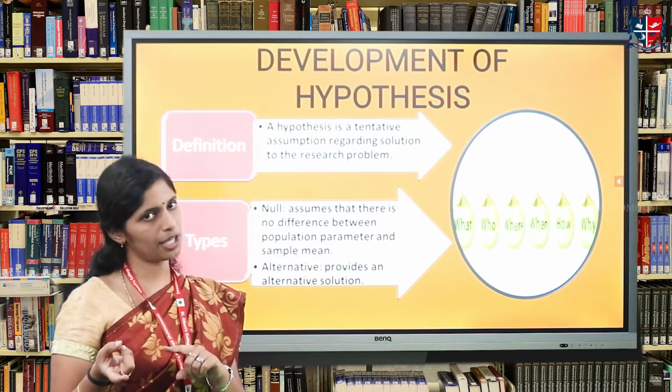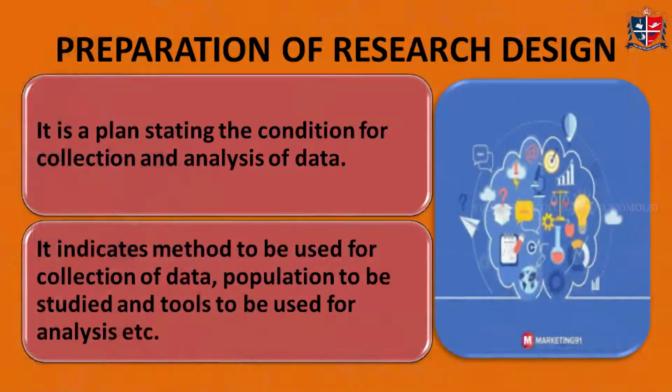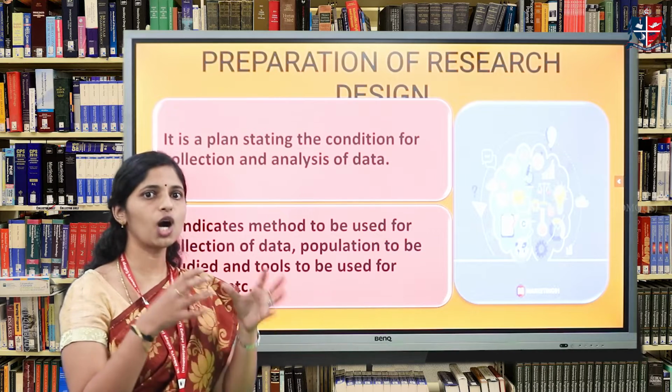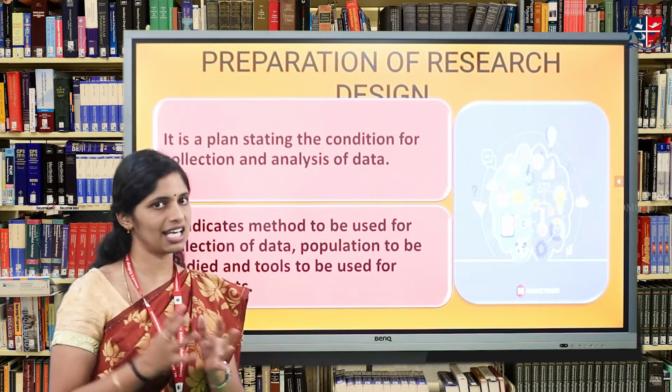while the alternative hypothesis assumes the other way around. So once we have developed the hypothesis, the next step is preparation of research design. This research design is a plan stating how we collect the data and analyze it.